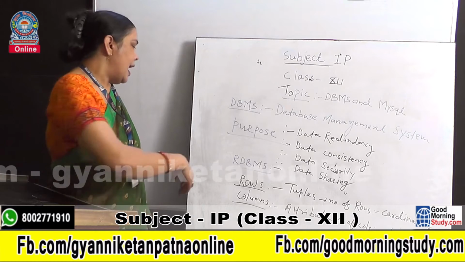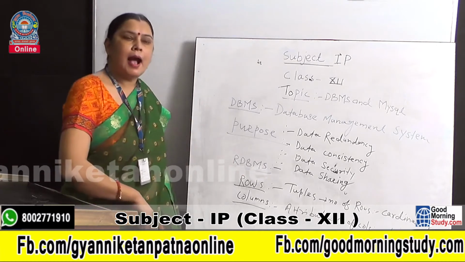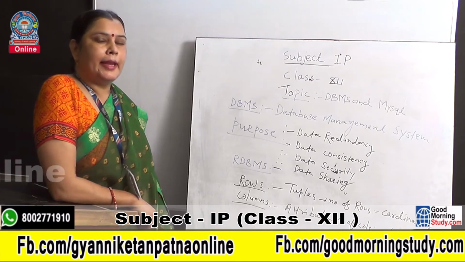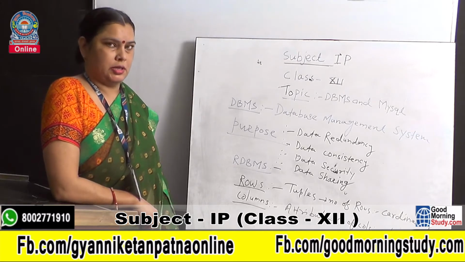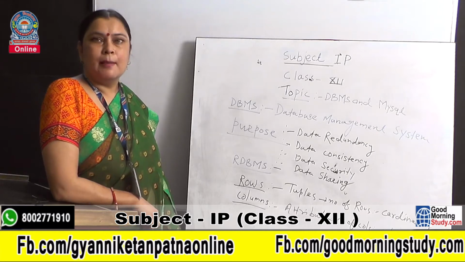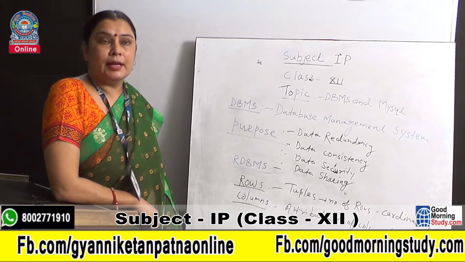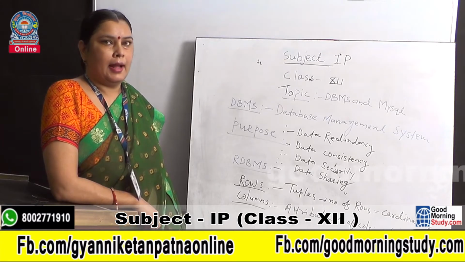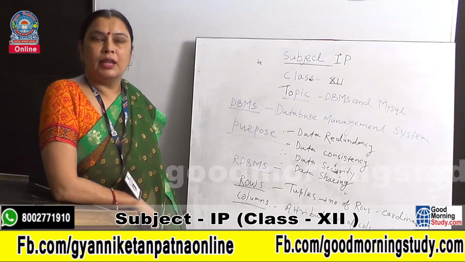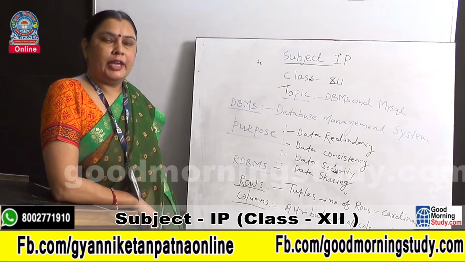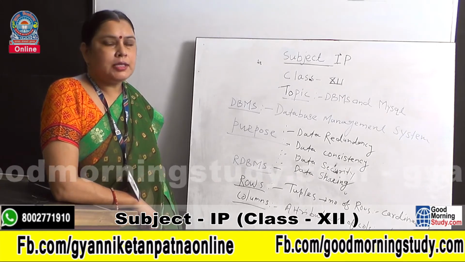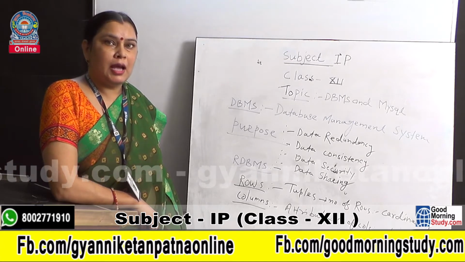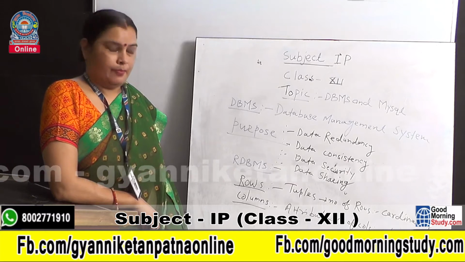Now we describe the RDBMS. What is RDBMS? RDBMS means Relational Database Management System. In a Relational Database Management System, data are stored in the form of tables, and the tables are known as relations. We can also create a relationship using the RDBMS.